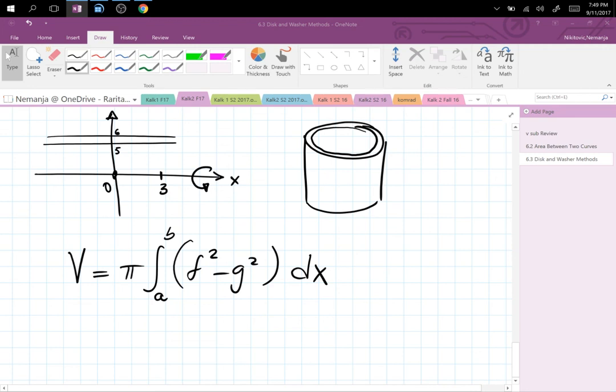So what do I get? I get pi integral from 0 to 3. 6 is further away from the axis of rotation. So further away minus closer, dx. Pi, that's 36 minus 25 is 11. 11 times 3 is 33, so 33 pi.